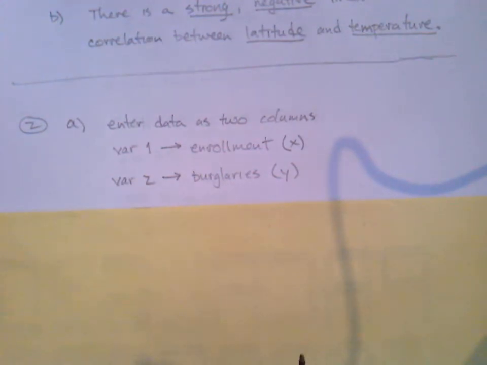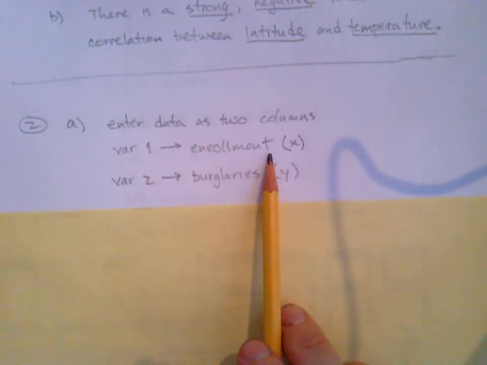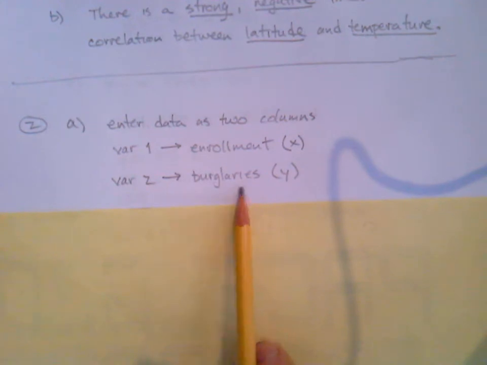Now it makes sense here to call enrollment the X variable. If you remember, the X variable is the explanatory variable, and Y is the response variable. So we would think the higher the enrollment gets, that causes a response of more burglaries, we think, perhaps. That would be intuitive anyway. Okay, once you have all that data entered in, takes a moment. You're entering 20 points of data, right?